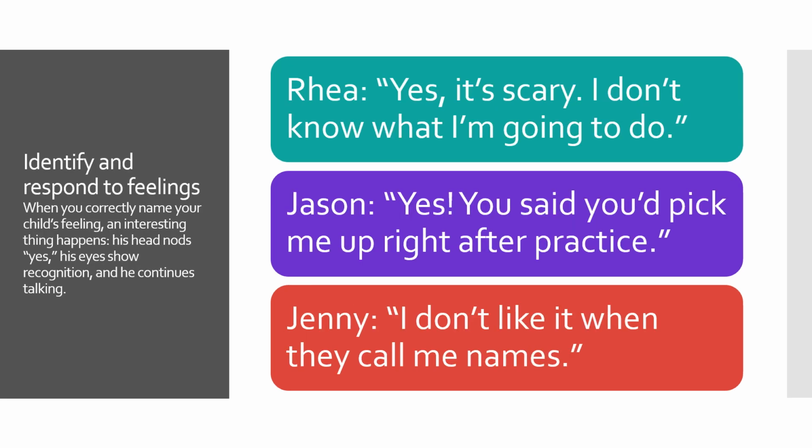And when you correctly name your child's feeling, an interesting thing starts to happen. Their head is going to start to nod yes, their eyes are going to show recognition, and they're going to continue talking. Your job at this point is to keep listening and empathizing and reflecting back those feelings. So Rhea might say, yes, it's scary. I don't know what I'm going to do. Or Jason might say, yes, you said you'd pick me up right after practice. And Jenny would say, I don't like it when they call me names.